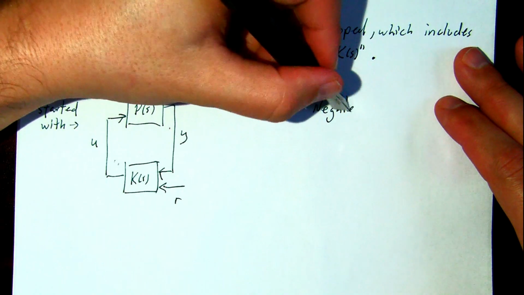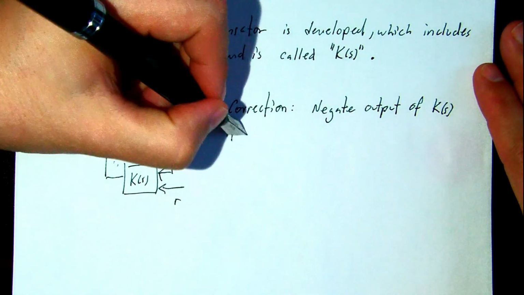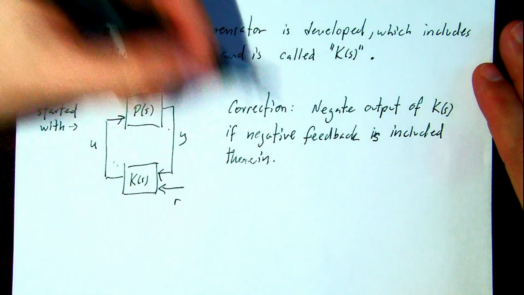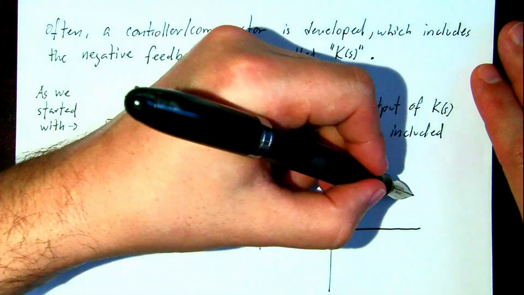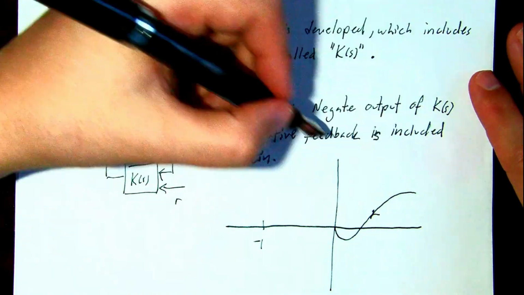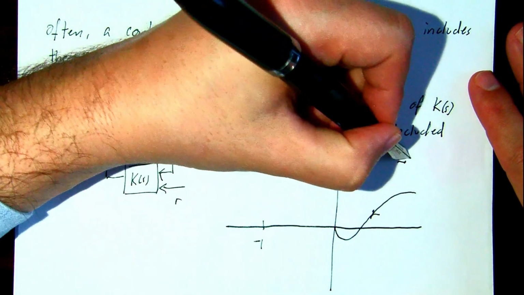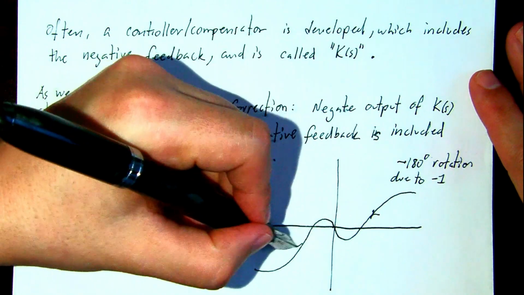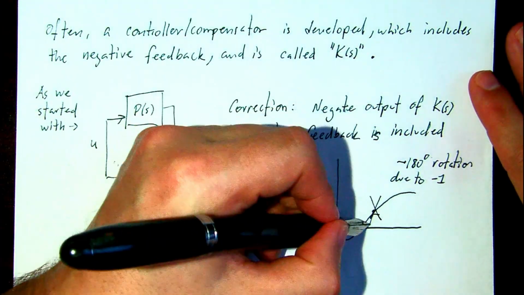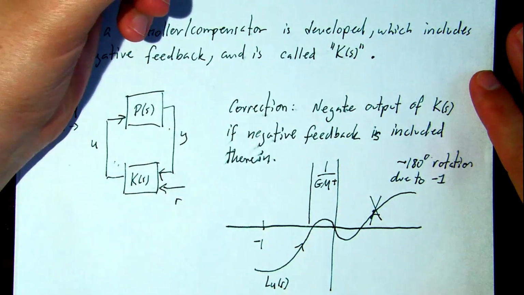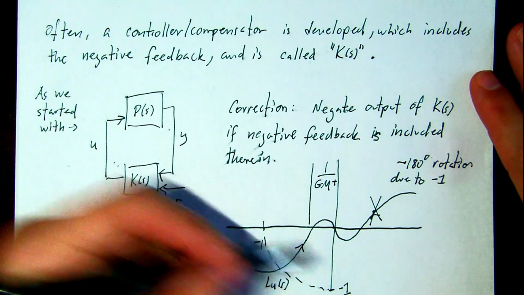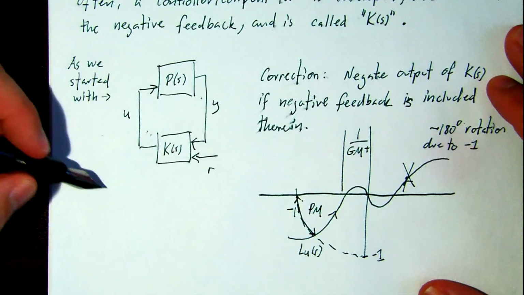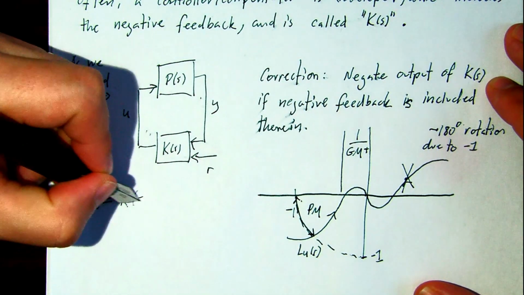So if we do it this way, the correction we have to make to quote unquote K of S is to negate the output of that process. So we started with the loop gain in the wrong plane. And when we multiply by -1 the output equation of K of S, referring to K of S as if it's in state space form in terms of its output equation, then we rotate the loop gain -180 degrees. And it takes a familiar form where we can immediately then see that the gain margin and phase margin are more consistent with our expectations.